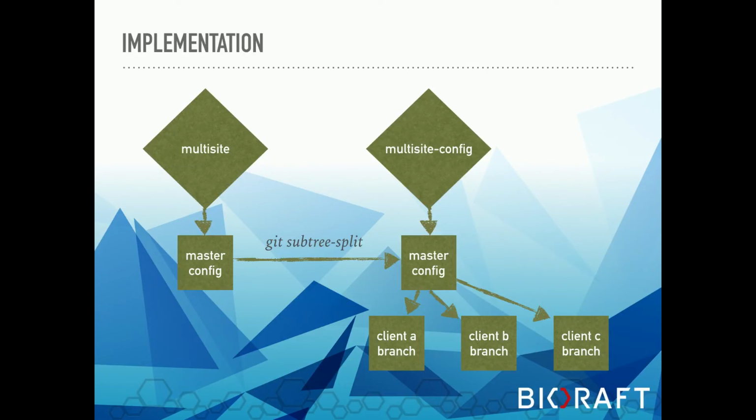This is just me reiterating again what this looks like. So our multi-site, that's our code repo on the left. Our config repo on the right. We use git subtree split to pull the master configuration out of the primary repo into the configuration repo, and we create client branches off of that. Okay, when you do that, then you delete the master configuration out of your primary, because that's just referred to with a git remote.